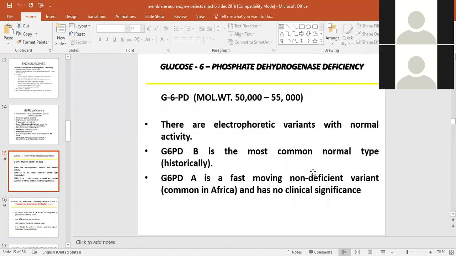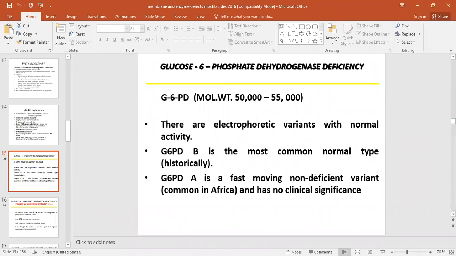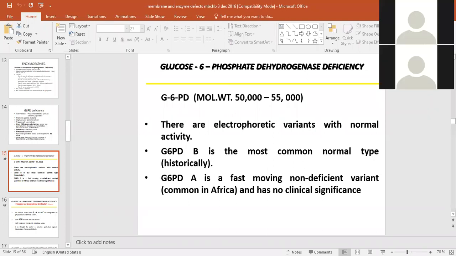And so that is the molecular weight, and you can actually use different mechanisms. You can use sequencing to determine where the problem is, or you can run an electrophoretogram to look at the various variants of the G6PD, of glucose 6-phosphate dehydrogenase as an enzyme, G6PD. And so these are just mechanisms that you could use.